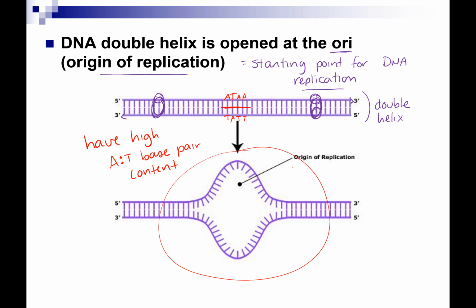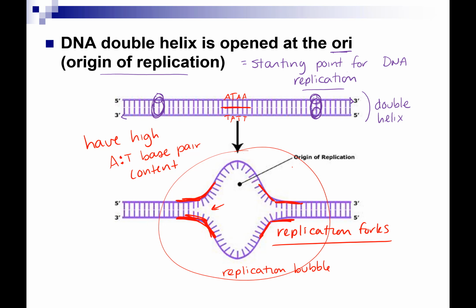This thing is called a replication bubble. Each of these parts are called replication forks. So as we draw DNA replication, we're just going to look at one fork, one half of a replication bubble, but understand that there are two replication forks, and DNA replication goes in two directions. So we'll talk about that in a minute, bidirectional replication.